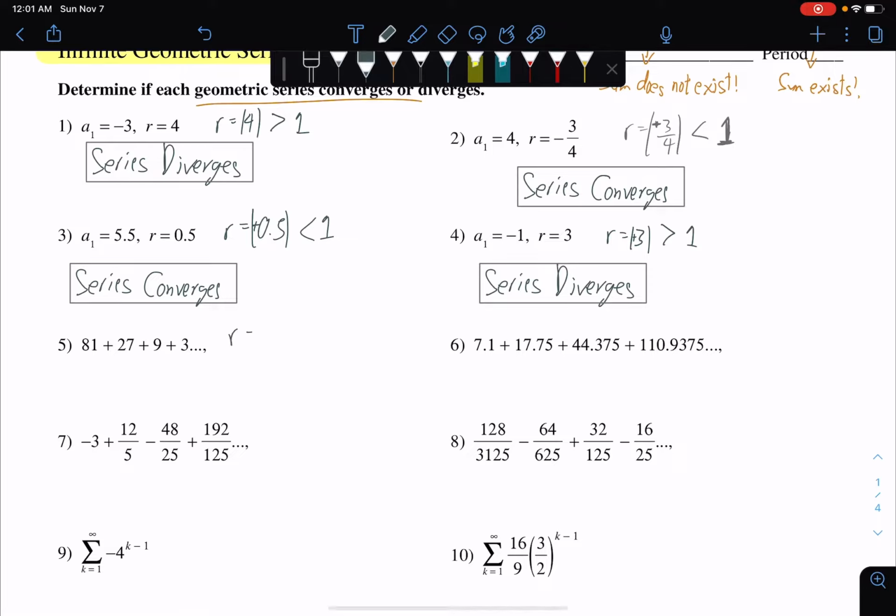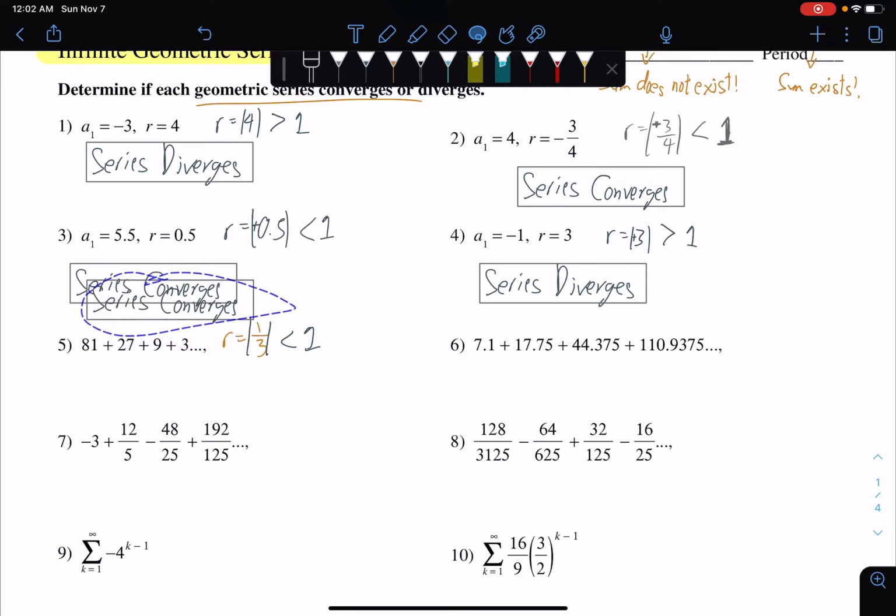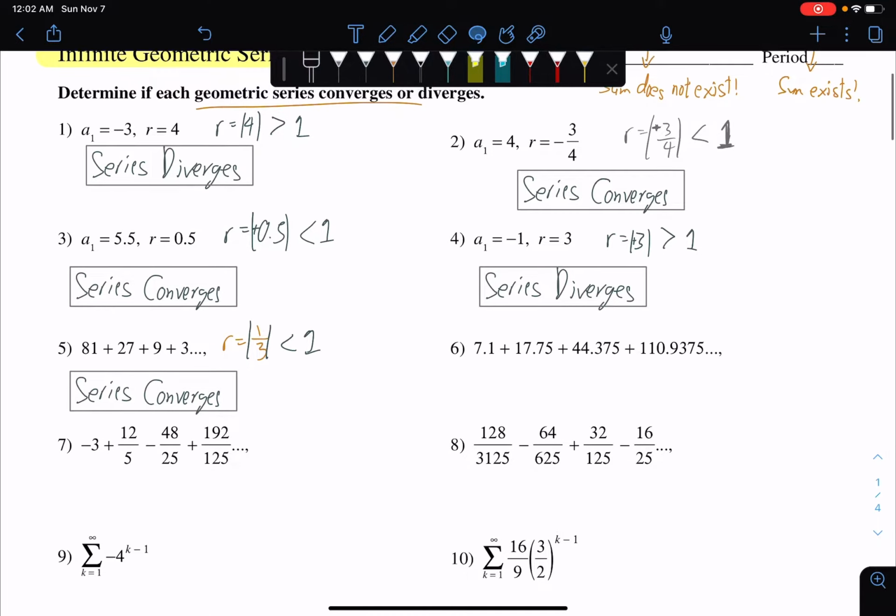Actually, we have to find the common ratio manually in these kinds of problems. So, 27. Dang, I forgot my calculator with me. I'll use the other one. 27 divided by 81 is 1 over 3. r is equivalent to 1 over 3. Absolute value, it's less than 1. So, the series converges.